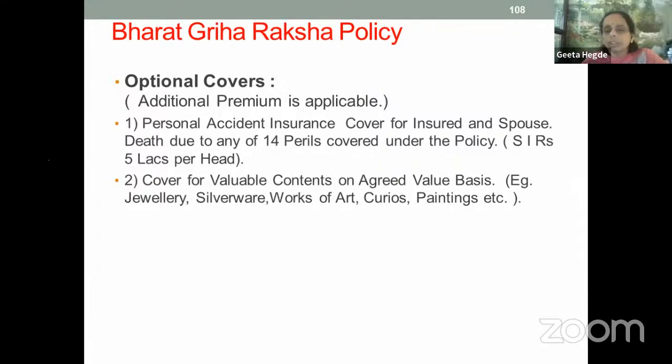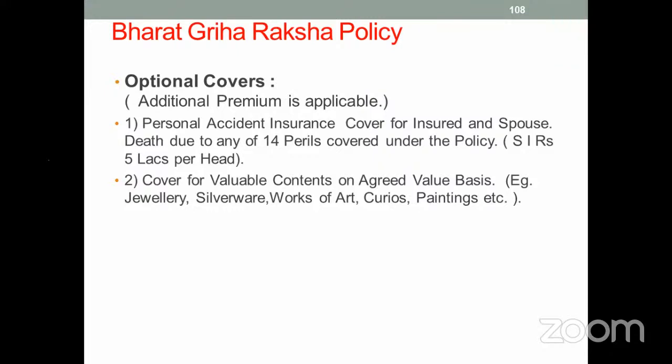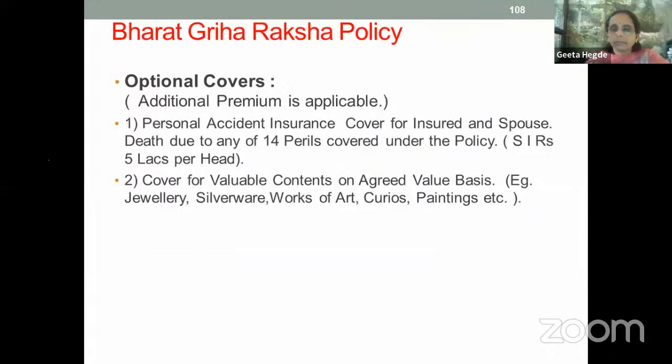If there is a death of one of the persons, the insured or the spouse, during the policy period, then the cover for the other continues till the expiry of the policy. So these two PA covers have been given as an additional cover, which was never there under any of the fire policies. 5 lakhs per head.